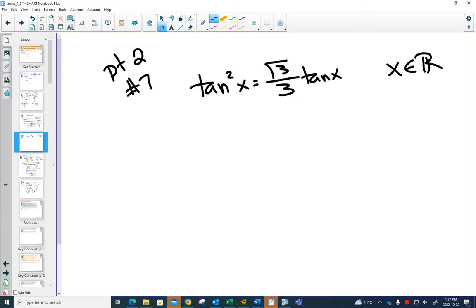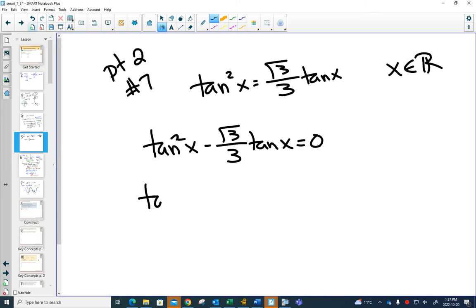First of all, it's a quadratic equation. I can't just square root because I have another tan over here. So how do we solve quadratic equations? We make one side equal to 0. So I'll subtract the √3 over 3 tan x on both sides, so one side is equal to 0. Can we factor this? Yes. There is a common factor of tan in both of them, so you can take that common factor out. Bracket equals 0.